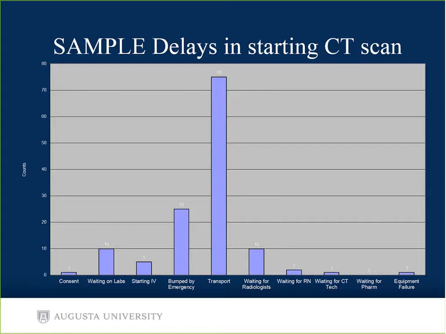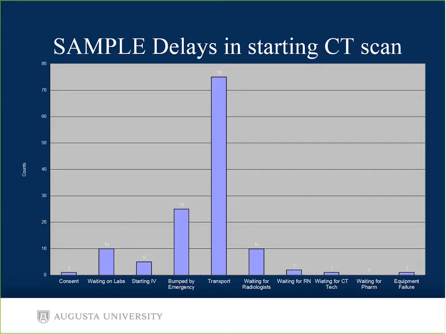Let's look at another data visualization. And this is sample data, just looking at delays in starting your CT scan. And what you see is a bar graph, and the bar graph demonstrates the number of counts or number of incidences where a delay was caused by this specific reason. And the tall bar is actually transport in this sample data set.